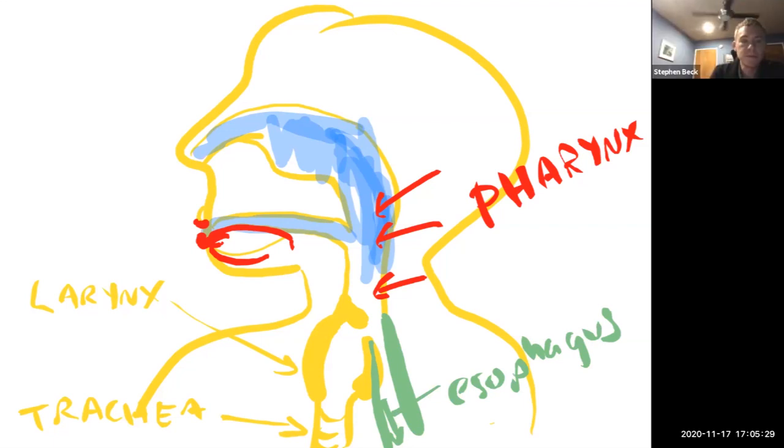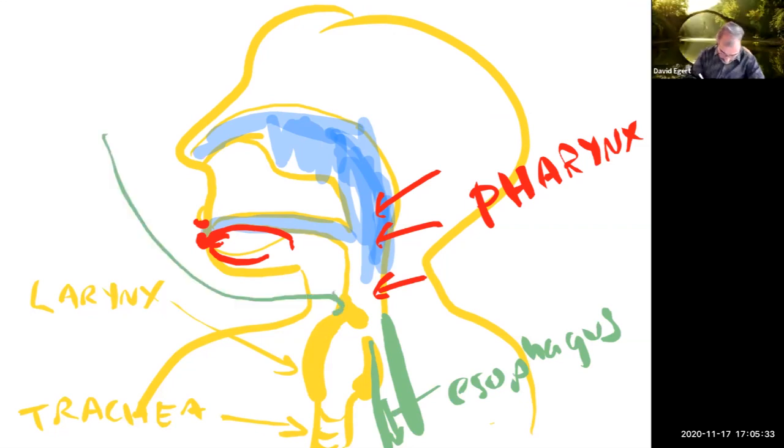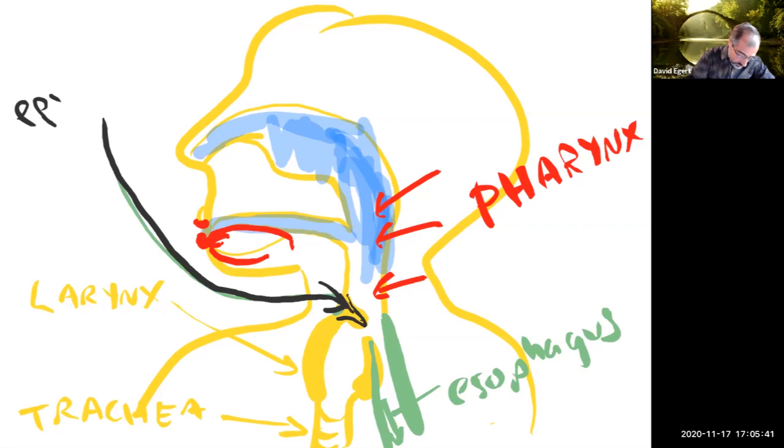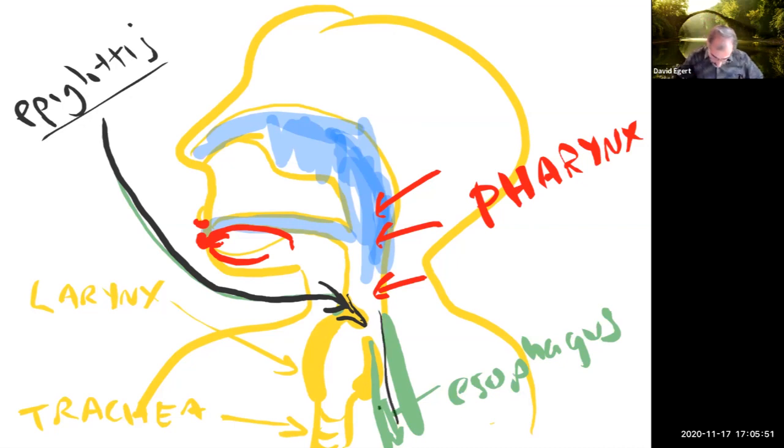The epiglottis. There's a little flappy doodle thing right here, called the epiglottis. And it basically folds over when you're swallowing and blocks that entrance. So the food is going to go down your esophagus rather than go down into your trachea.